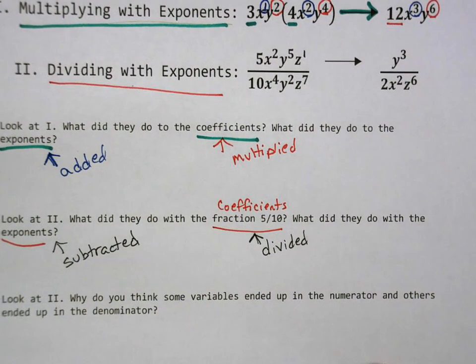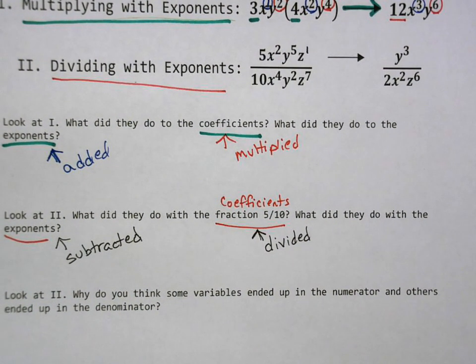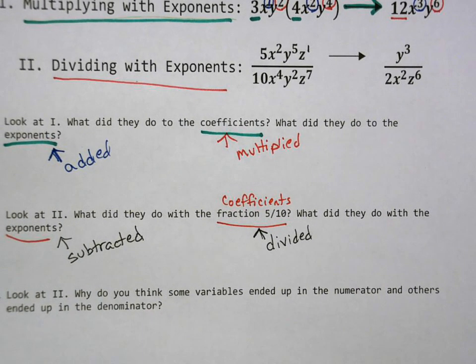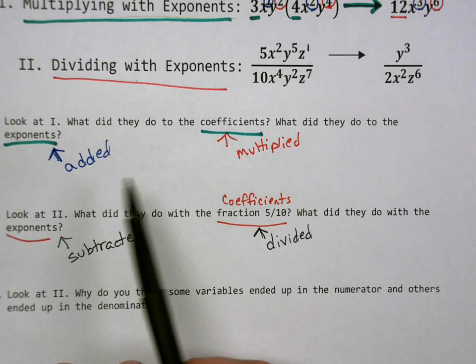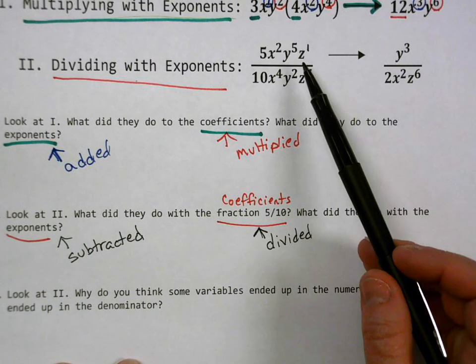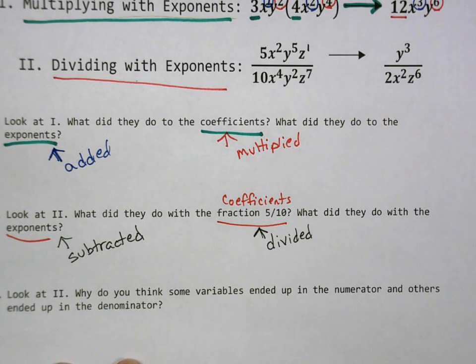So the next question says, why do you think some variables ended up in the numerator and others ended up in the denominator? Well, the numerator is the top of the fraction, right? And the denominator is the bottom of the fraction. So if we're doing the same operation, why did some end up on top and some end up on bottom? Because they're dividing that as two different. Like you have to solve one. You have to solve both of them and then divide it. We're not solving anything. We're only simplifying things.